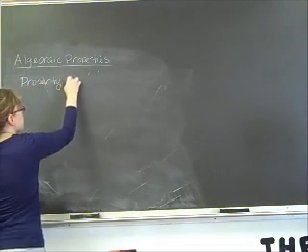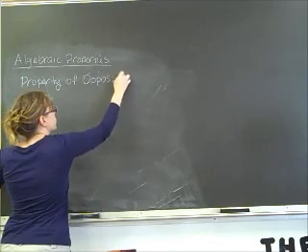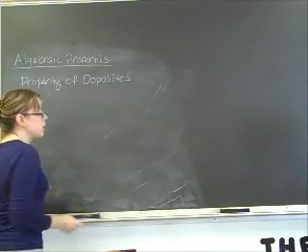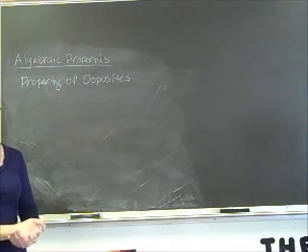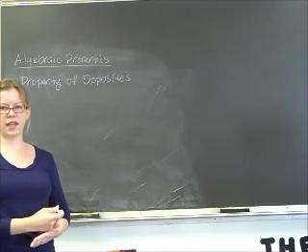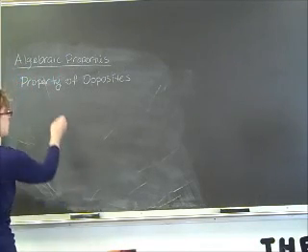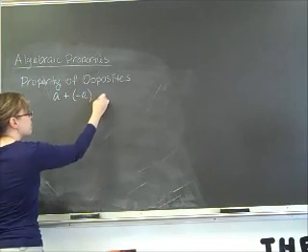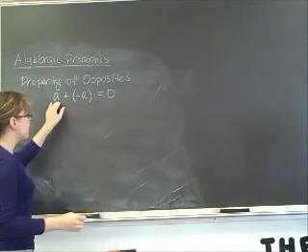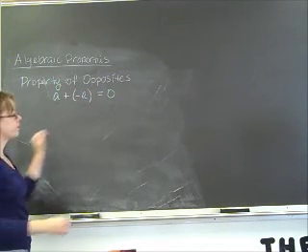Next, we have the property of opposites. Property of opposites states that every non-zero number a has an opposite, which we call negative a, and when you add them together, you get 0. So, in symbols, a plus negative a equals 0. Any number added to its opposite cancels out the number.